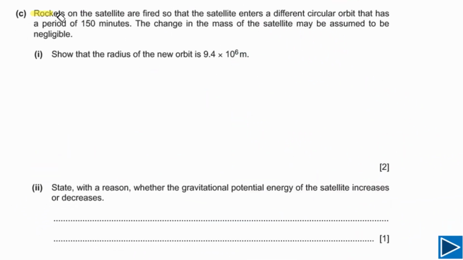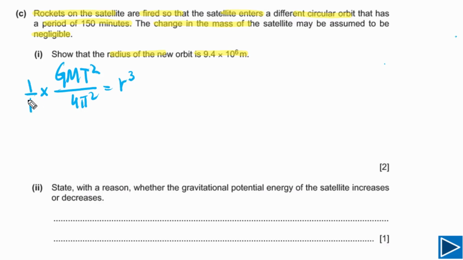For part C, it is given to us that rockets on the satellites are fired so that the satellites enter a different circular orbit that has a period of 150 minutes. The change in the mass of the satellites may be assumed to be negligible, meaning there is no change in the mass of the satellite. For C1, we need to show that the radius of the new orbit is equal to this. In order to calculate the radius of the new orbit, we need the expression from part B. In part B, we have derived that GMT squared over 4 pi squared is equal to r cubed. R is the radius of the orbit.